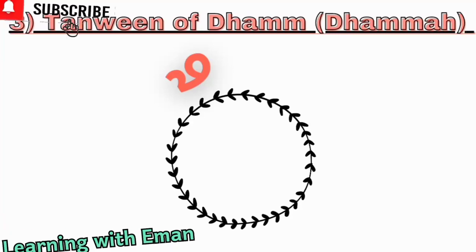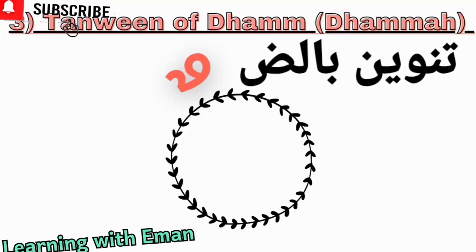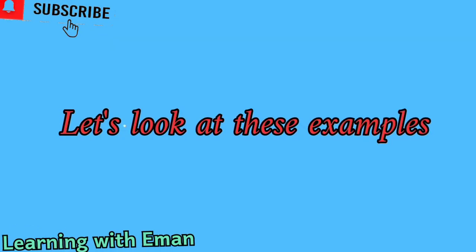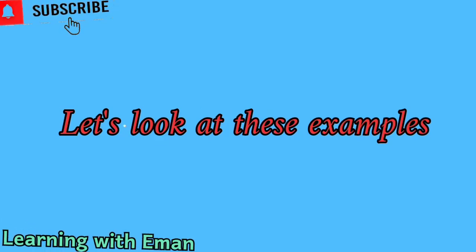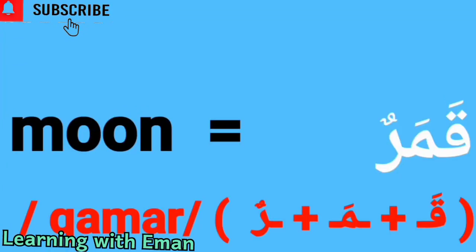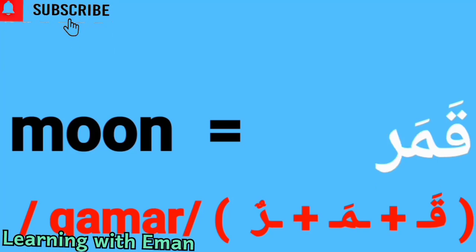This Arabic diacritic mark is pronounced as tanween bidham. Let's look at these examples. Such as Qamarun means moon.